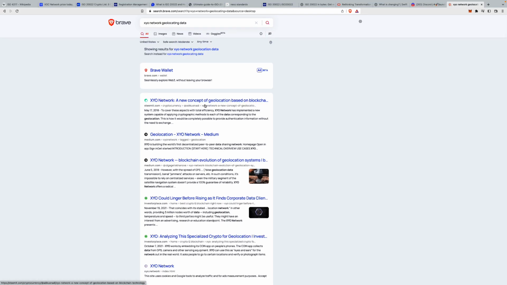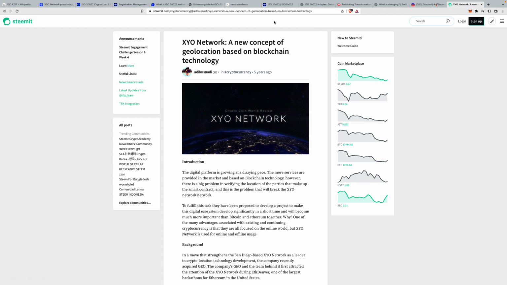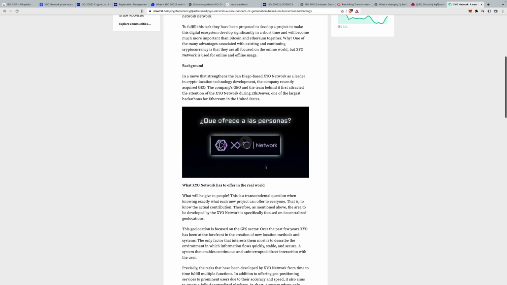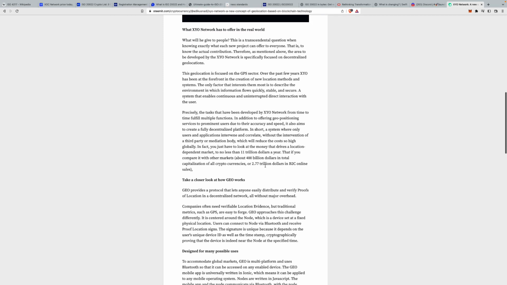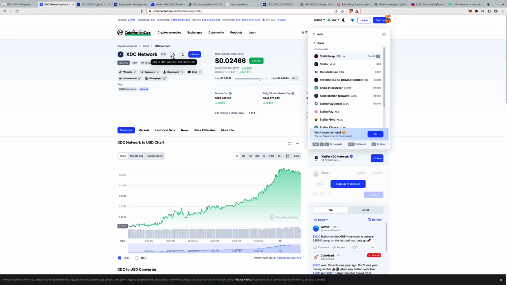Geolocation. So a new concept of geolocation based on blockchain technology. As you can see, these are some heavy hitters. XYO is tied up with, I think, Microsoft as well. I remember back in 2018, that's why I bought into it. So as you can see, the X factor when it comes to ISO is the holy grail to knowing which coins are going to be able to be formatted into the system.